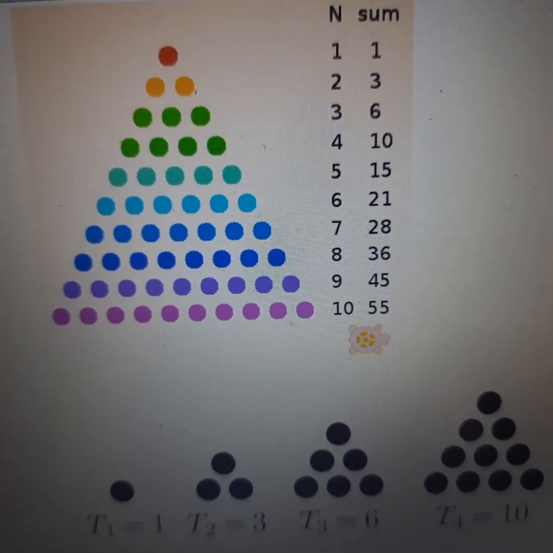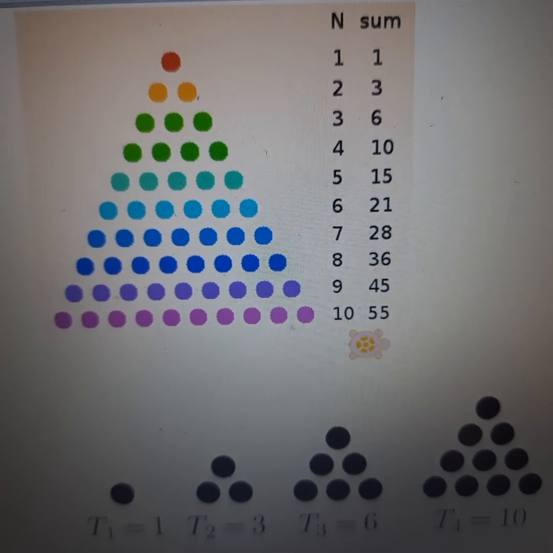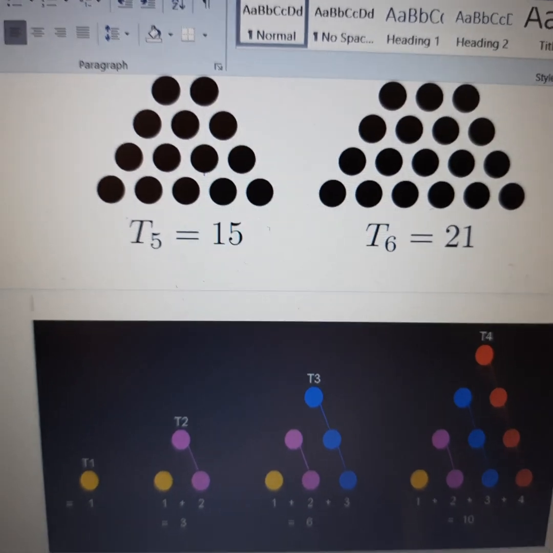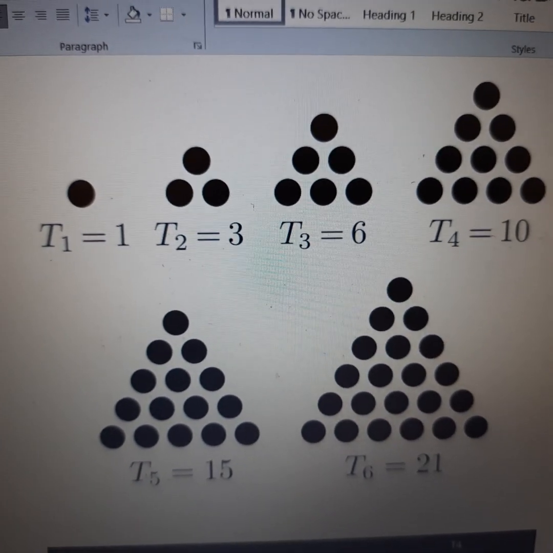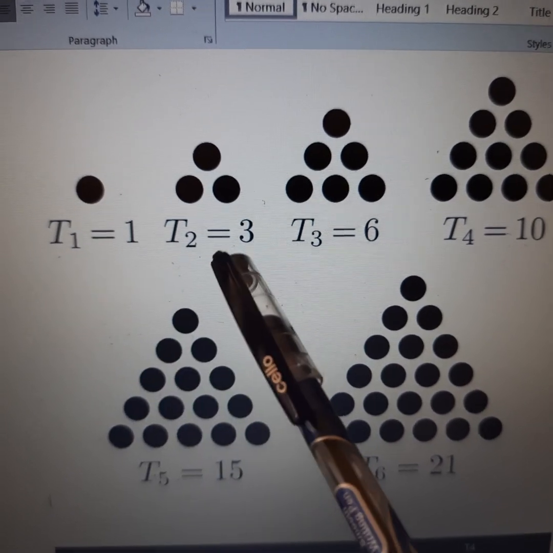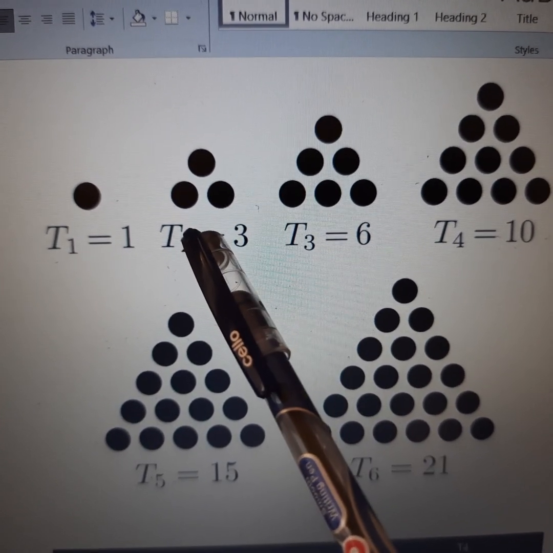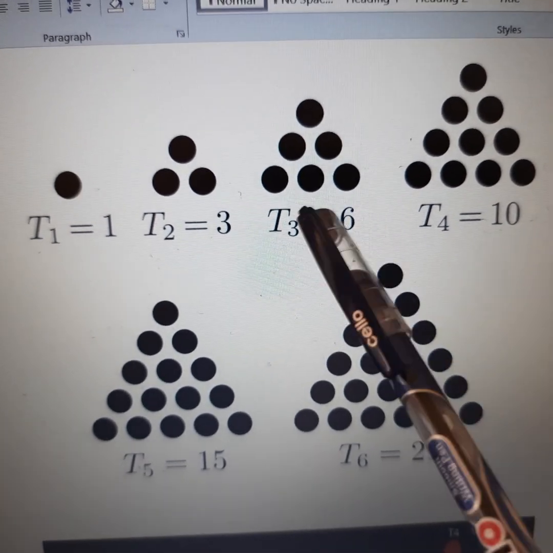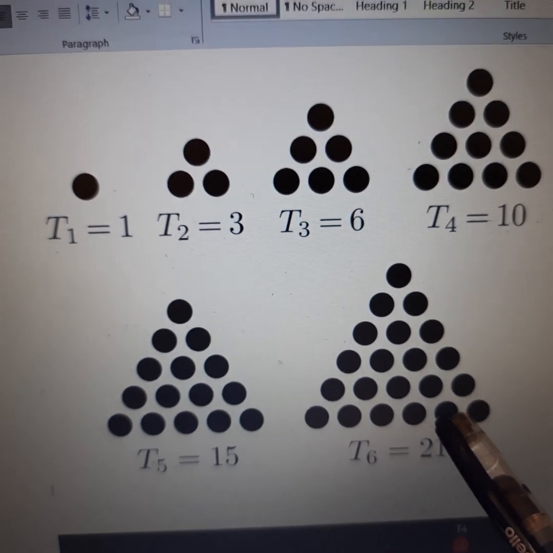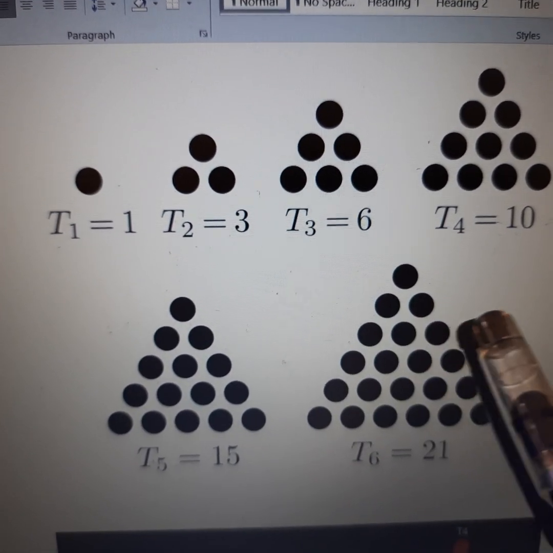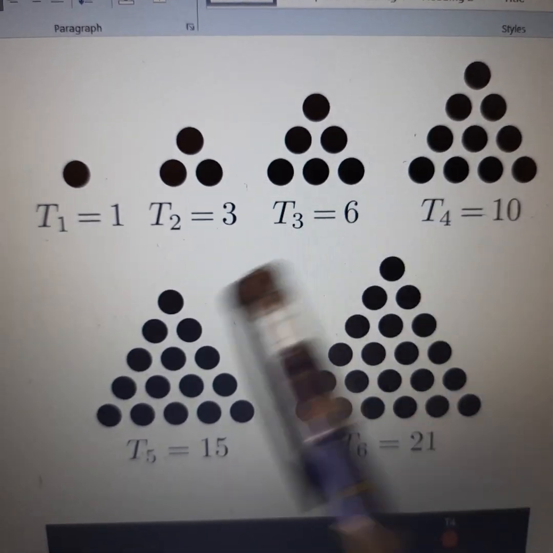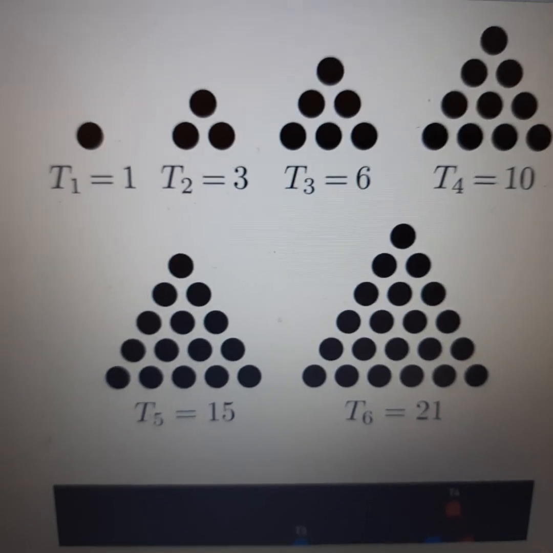How will we find out? We will find out by using a formula, because using a formula is easy, children. You can see these dots. I'll just show you. So T1 is equal to 1. That is the first triangular number. T2 is equal to 3. That means second triangular number. T3 is equal to 6. Third triangular number. Fourth triangular number. Fifth triangular number. Sixth triangular number. Okay. Please understand that properly. So this is the first triangular number, second, third, fourth, fifth, sixth. Like this you can go on checking out.